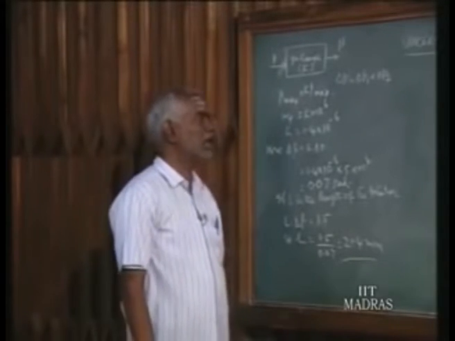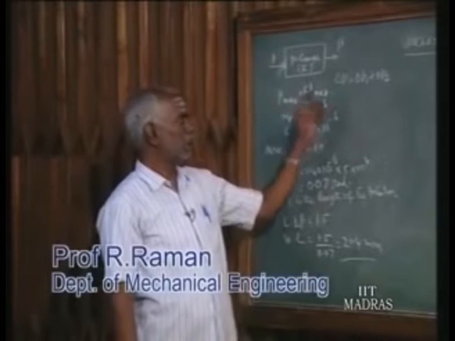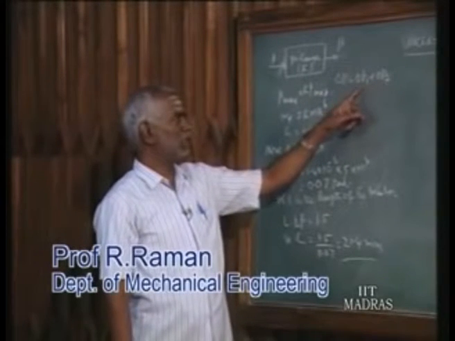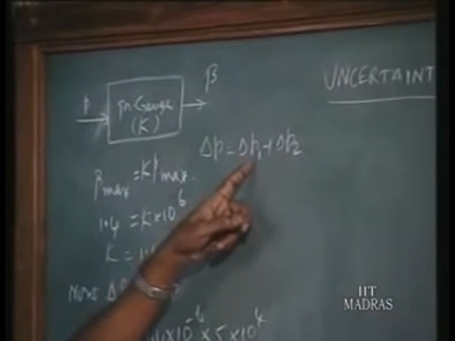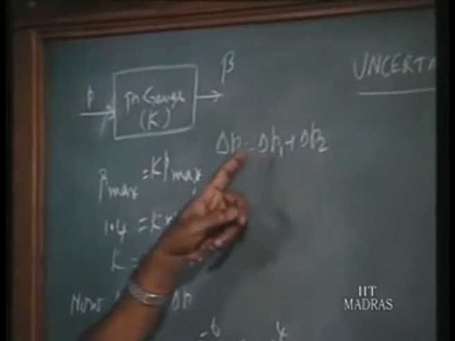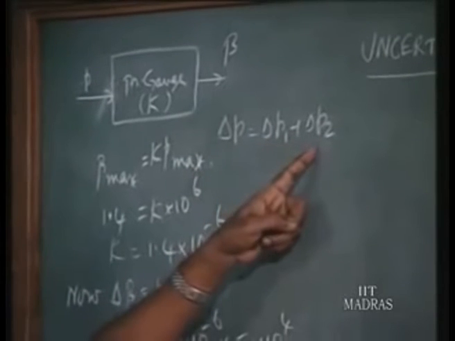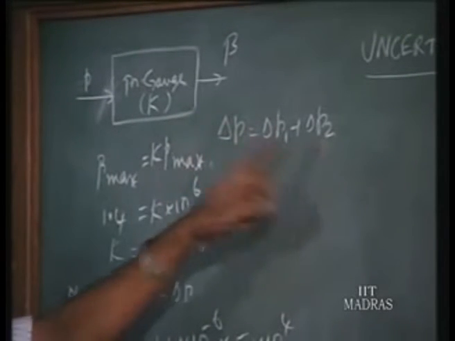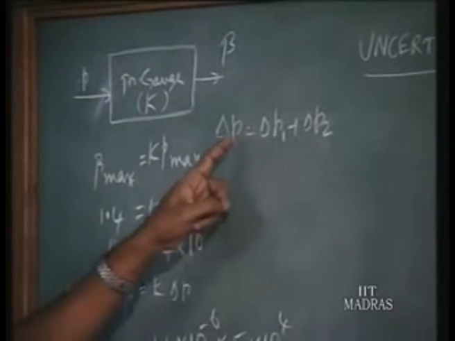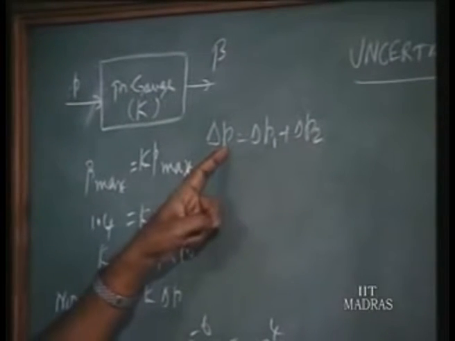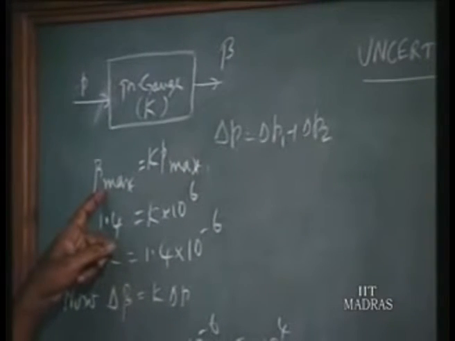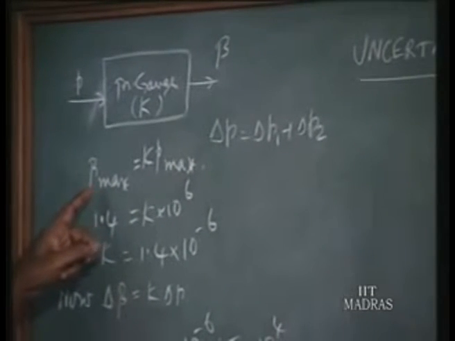Previously we saw the error due to friction and the error due to play, and when we added these two errors, that is the error in input signal from the friction and the error in input signal due to play in the rack and pinion mechanism, we found the total error in the input signal. Now you have to find out what is the corresponding rotational error in beta.